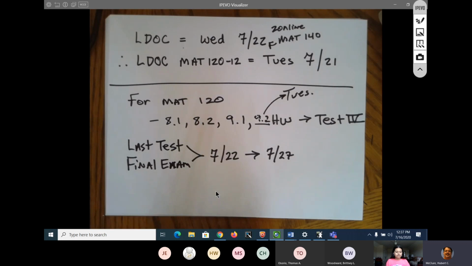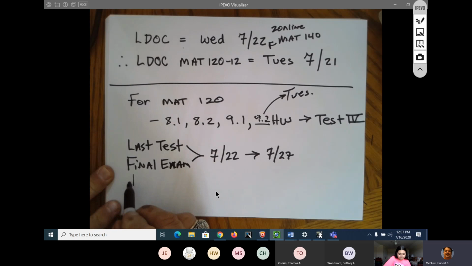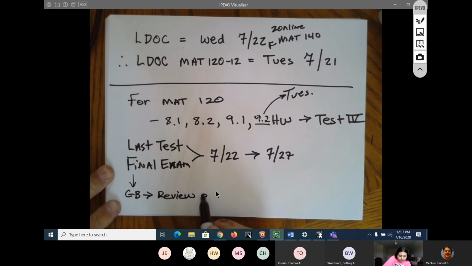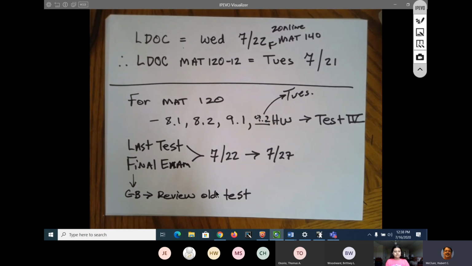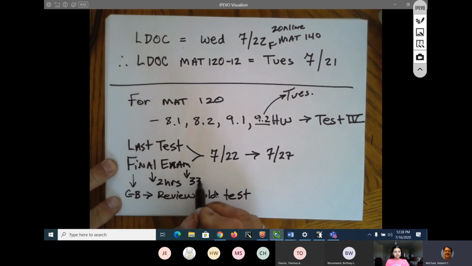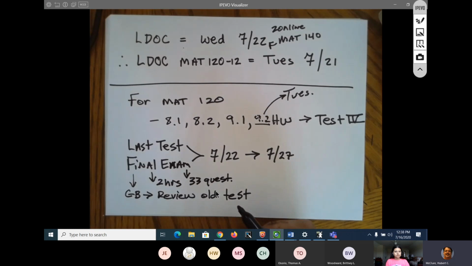All right, so the final exam is cumulative. So if you want to review, go to your grade book and review your old tests. You can also review homework in your grade book. That's what the grade book is for. The final exam will be 2 hours. Usually 33 questions, something like that. And of course, you have 5 days to do it.